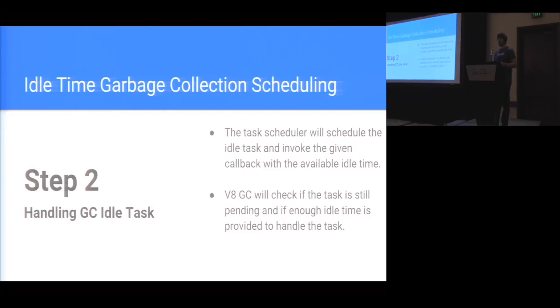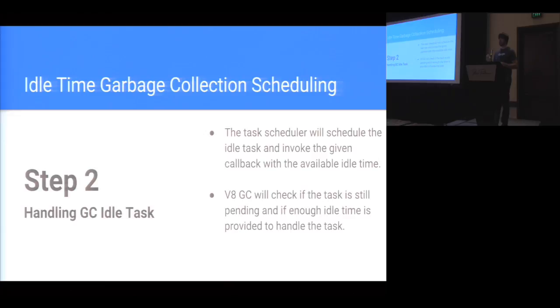Eventually, it will execute the idle task. It will invoke the callback, come back to V8. And V8 has then to do 2 things. First, it has to check if the event is still a valid event, or if it's an event from some time in the past, but there was no idle time and the garbage collection event happened already on the main thread, and it didn't work out. Okay, so be it, then nothing happens.